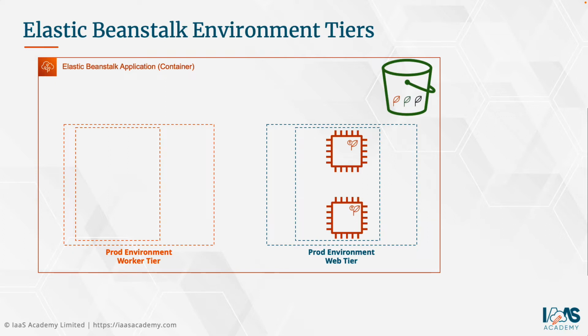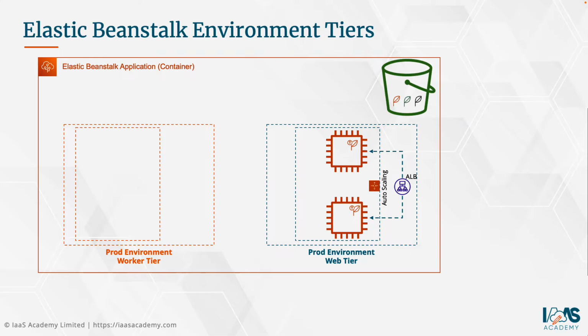The instances for the web tier will be supported by an auto-scaling group and scaling policies to help you scale out or scale back in depending on the sort of load that you have on your instances. You can actually define what that scaling policy is as well. In addition to that, for the web tier, Elastic Beanstalk provisions an application load balancer so that it can distribute traffic coming from the internet to those EC2 instances.